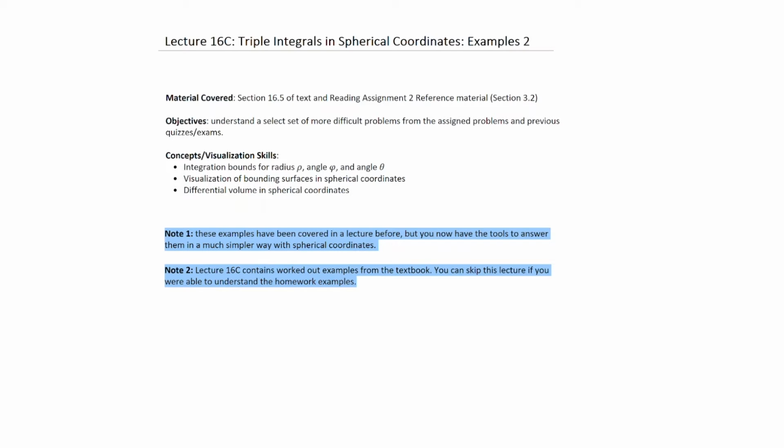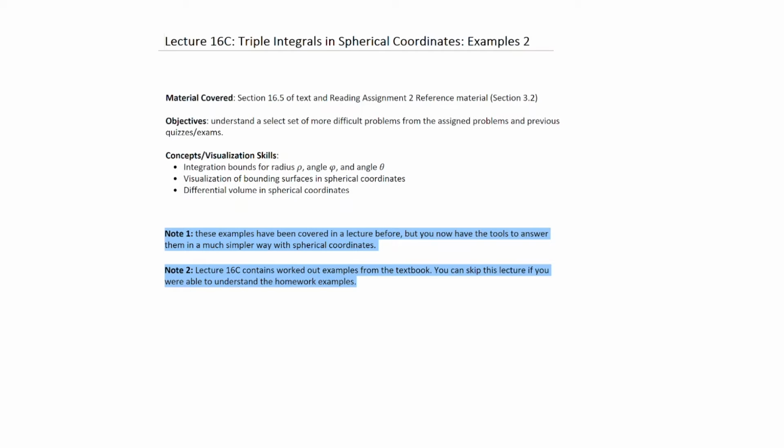I've got two additional notes here. One is that these examples have already been covered in the lecture before. We looked at some of these examples, if not most of them, in Cartesian coordinates as well as in cylindrical coordinates. But given that we've done those two, we can now also look at how you would solve them in spherical coordinates.